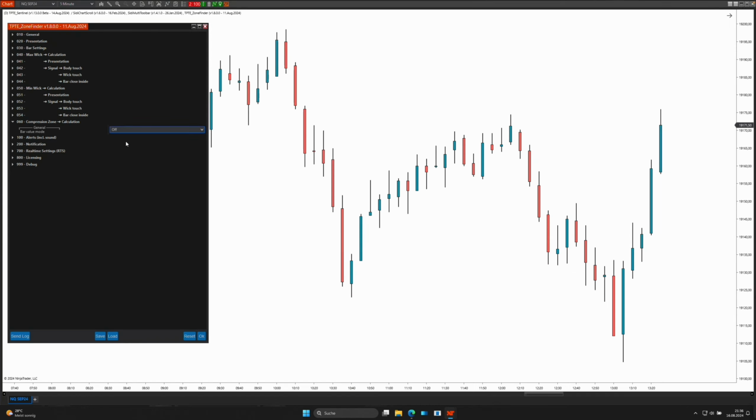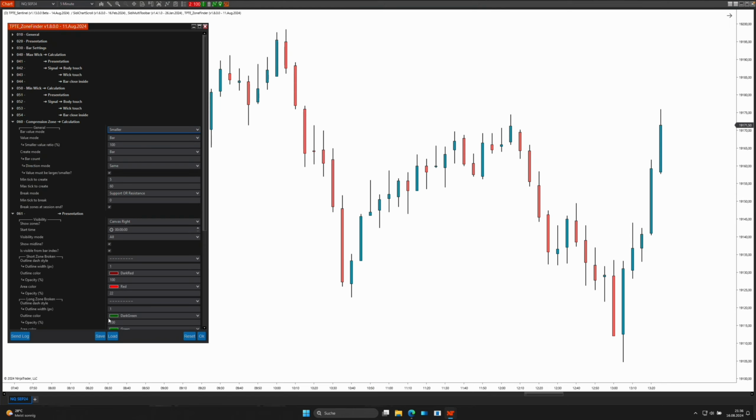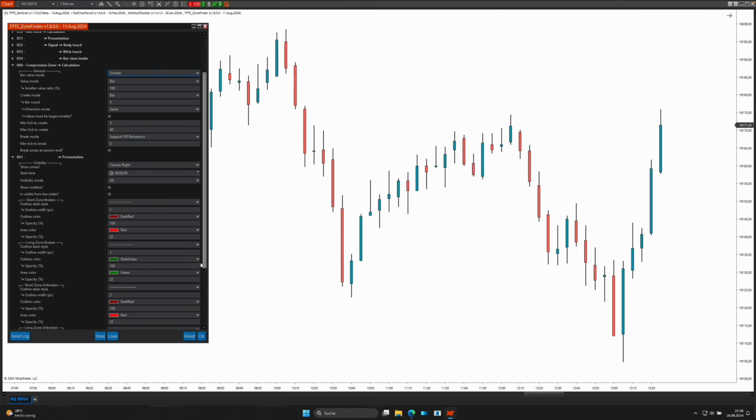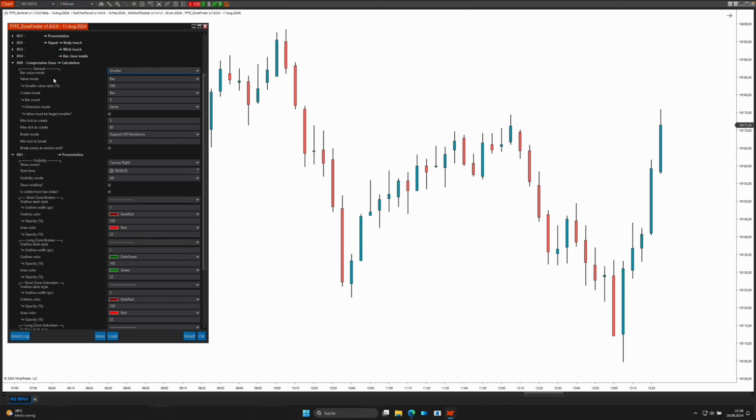If we go to smaller, a very large menu opens up here, which we can continue working with. Value mode. Here we can select whether we are looking at bar or body. In other words, we view the entire bar here or just the body as a later zone. I'm just going to leave this at bar and look at this completely. We have a smaller value ratio here.